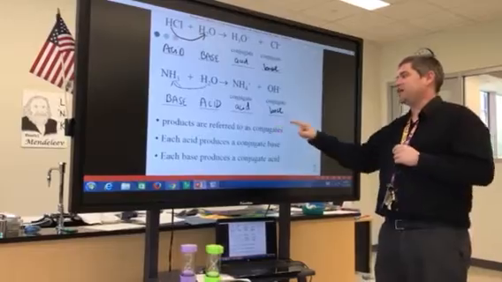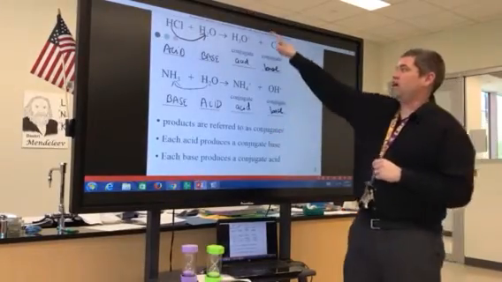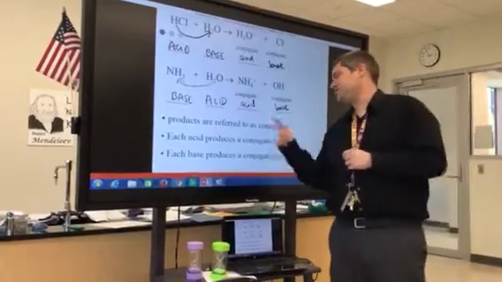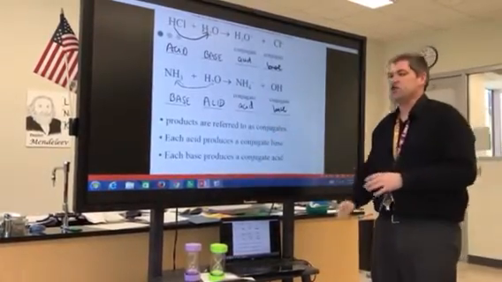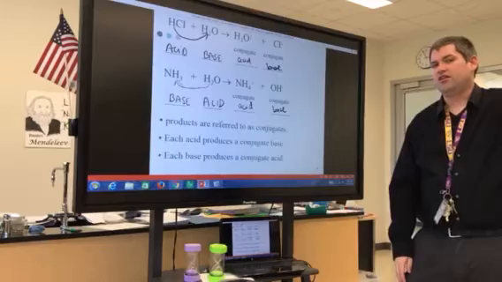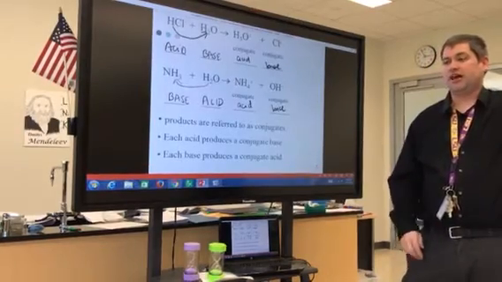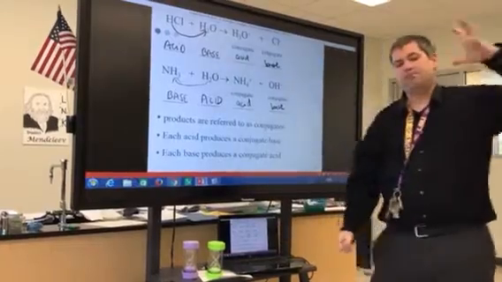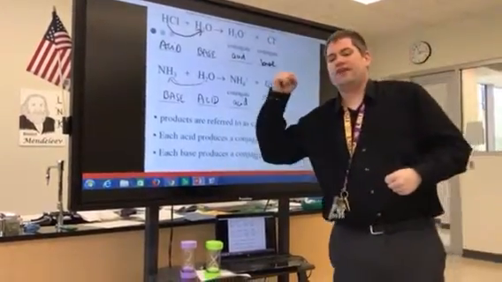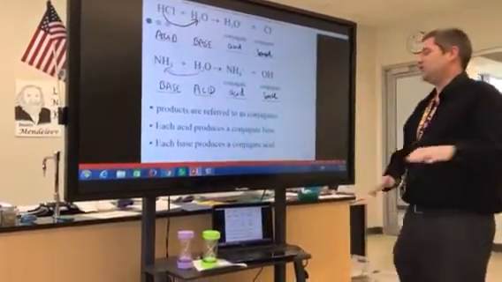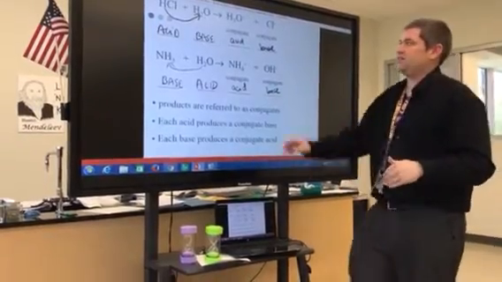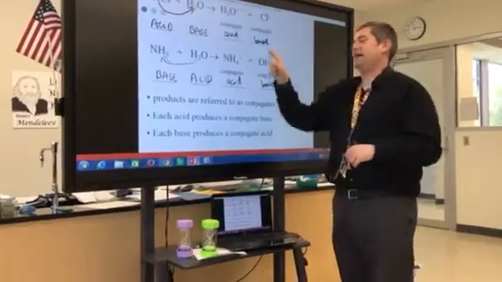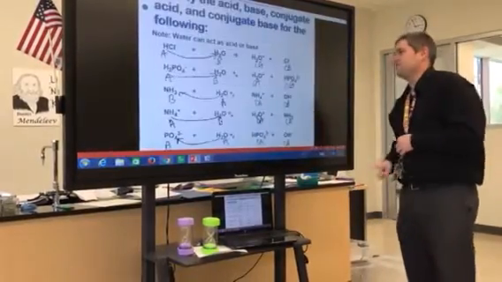Products are referred to as conjugates. So the products are the conjugates. Each acid produces a conjugate base. So when you have an acid in Bronsted-Lowry, you will have a conjugate base. If you have a base, you will have a conjugate acid. That's all it means. This is your acid and bases. Over here is your conjugate acid and bases.